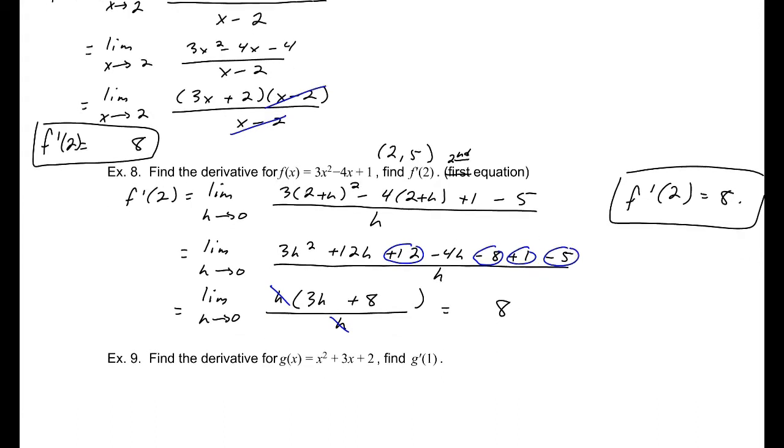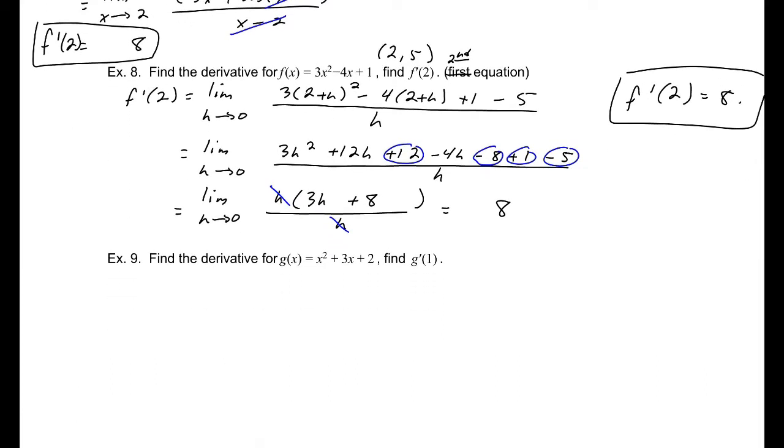All right, next, find the derivative of this, and we're going to find g prime of 1. So for g prime of 1, I'm going to use the second formula. So the limit as h goes to 0 of f of a plus h, and in this case a is 1, so I'll replace that. So 1 plus h squared plus 3 times 1 plus h plus 2 minus, if I evaluate that at 1, that'll be 1 plus 3, so 4 minus 6, over h.